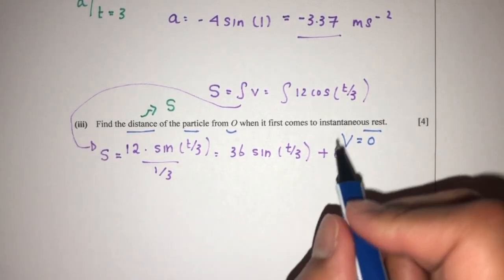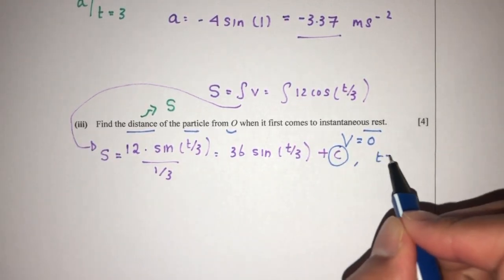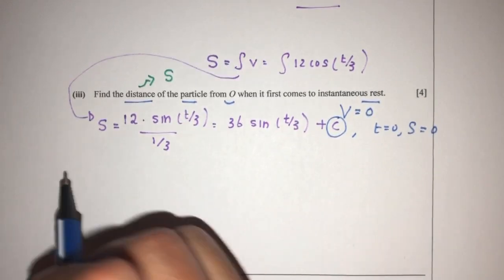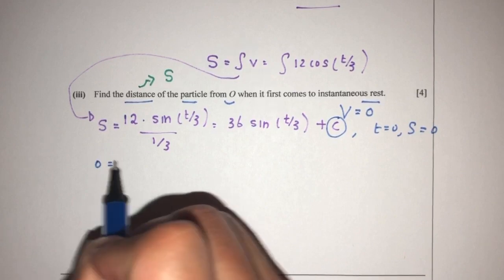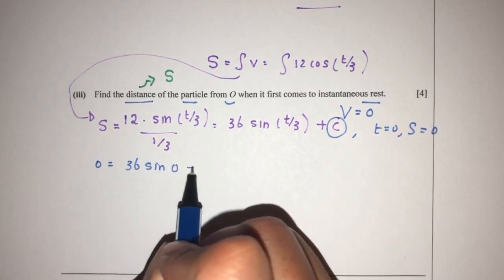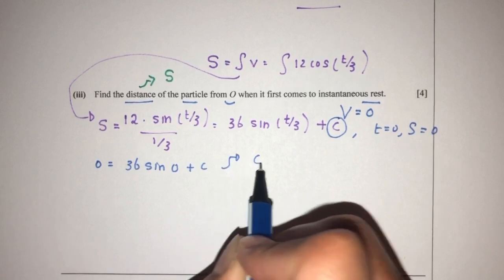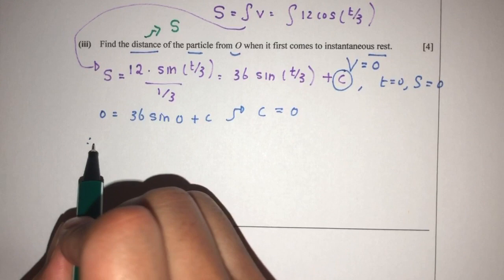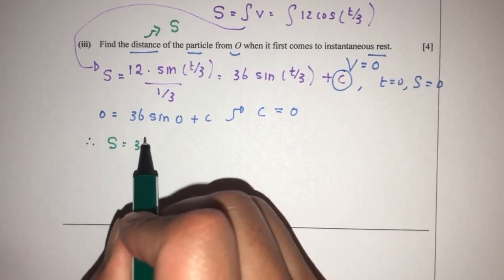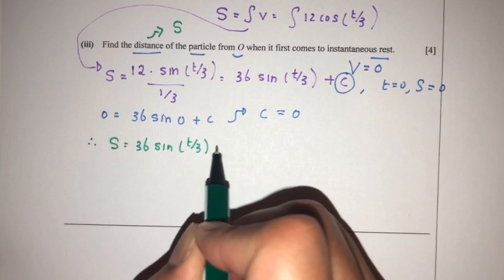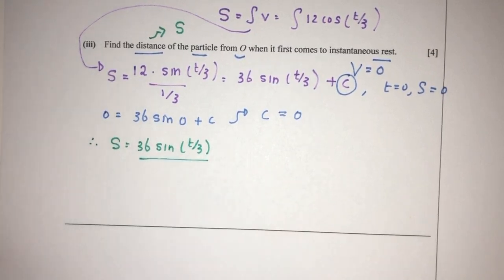Now we have to find the value of c. We know that at time equal to 0, s has to be 0. That's the initial position. That will be 0 here. And then we have 36 sine of 0 plus c. So we conclude c has to be 0 as well. So finally we have the equation for s. S has to be 36 sine t over 3 for my displacement s.